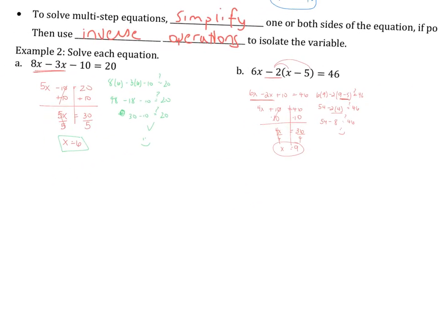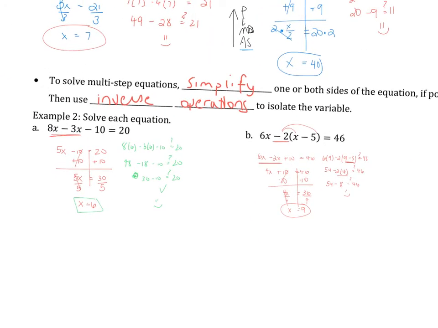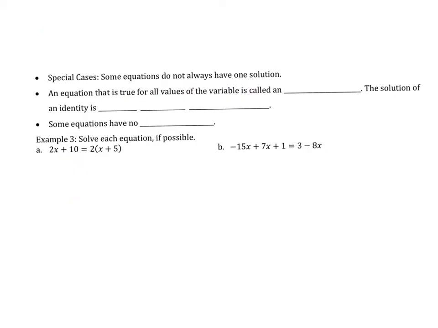Alright, so let's finish this video out. We'll go to our last example. So we have two special cases. Special cases are when an equation is true for all values, that means no matter what you plug in, it's called an identity. The solution of an identity is all real numbers. Some equations have no solution.